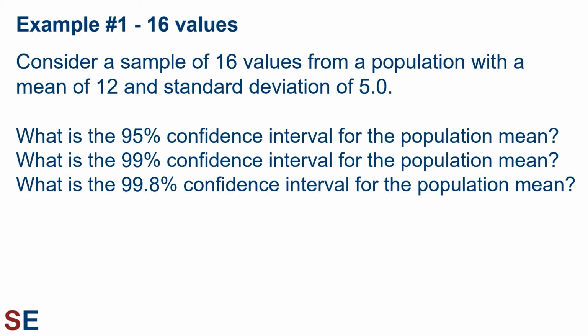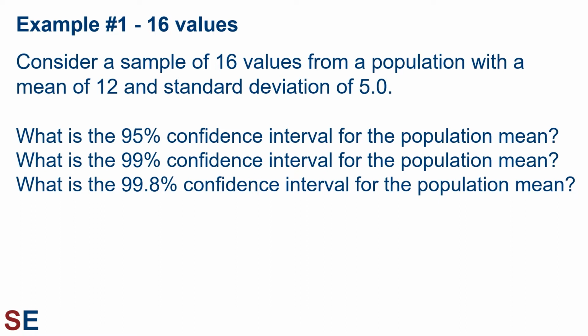For our first example, let's consider a sample of 16 values from a population with a mean of 12 and a standard deviation of 5. This mean and standard deviation refer to our sample, which is what we have the data for, not the population, which is what we want to know about, but we can't measure completely. We're looking at a sample and using that sample data to make an inference about where the population mean probably is. For this scenario, we're going to calculate 3 different confidence intervals.